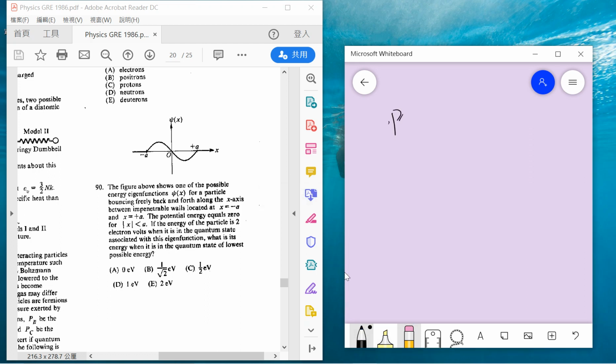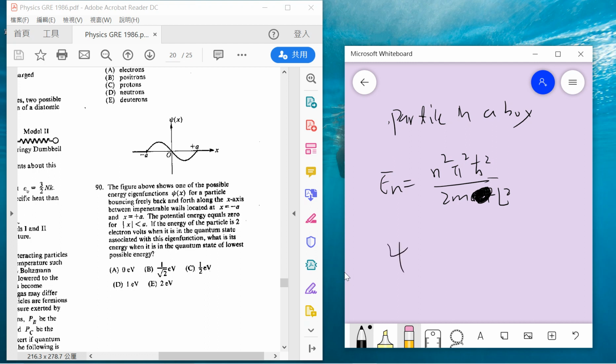Remember that the particle in the box has this kind of relations. By the way, you must remember the answer. This is 2L squared. And the wave function you should also remember.